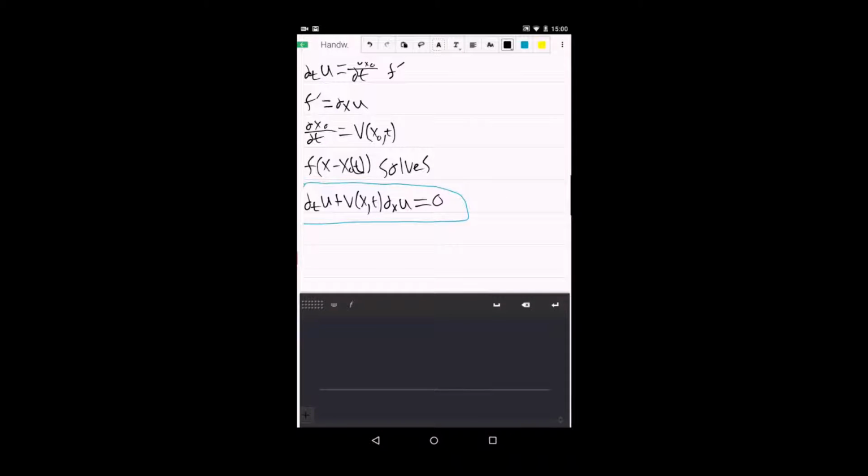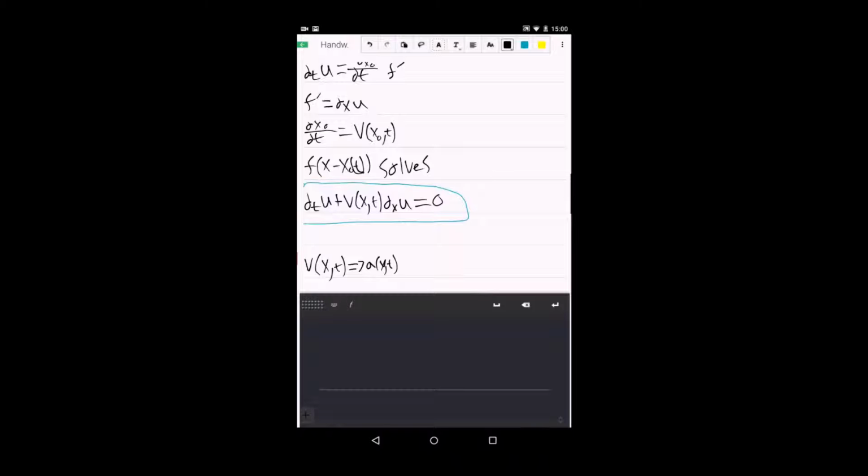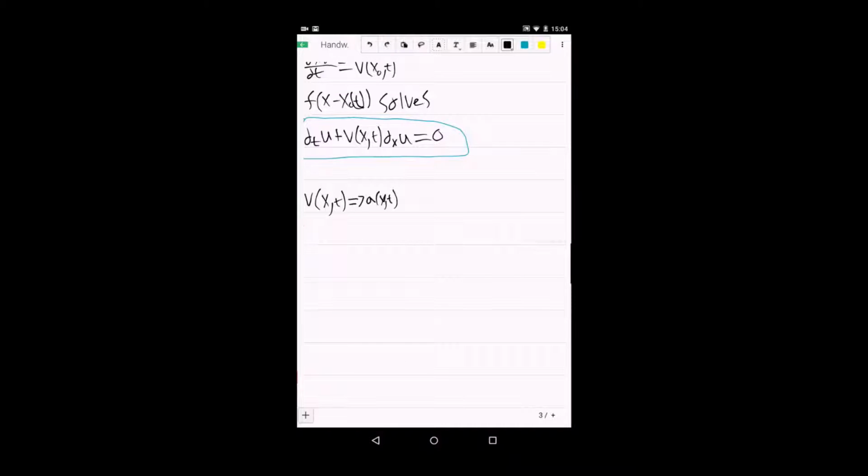The only thing you need to know is that v of x and t is going to be replaced with a of x and t. And so that means we are looking at equations of the form: partial derivative of u with respect to t plus a of x and t times the partial derivative of u with respect to x equals this new term g of x, u, and t.